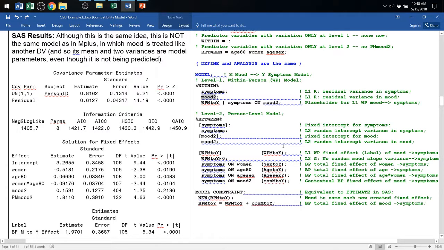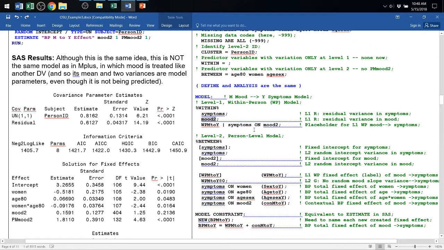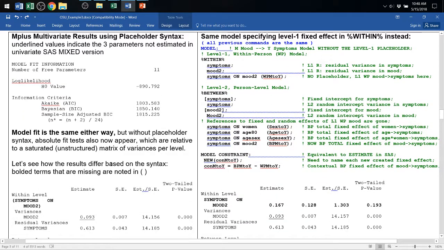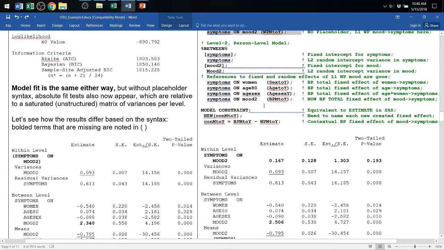Other questions? So yeah, I have this version of the model that uses the placeholder, and on the next page, I have its output over here in the left-hand column. And then the same model without the placeholder, where the level 1 effect is defined in level 1. And I have them side by side so you can see how the effects are different.